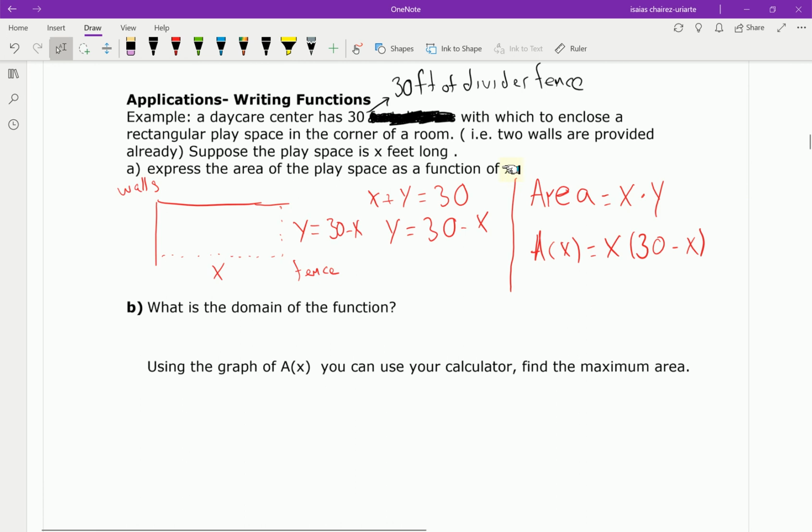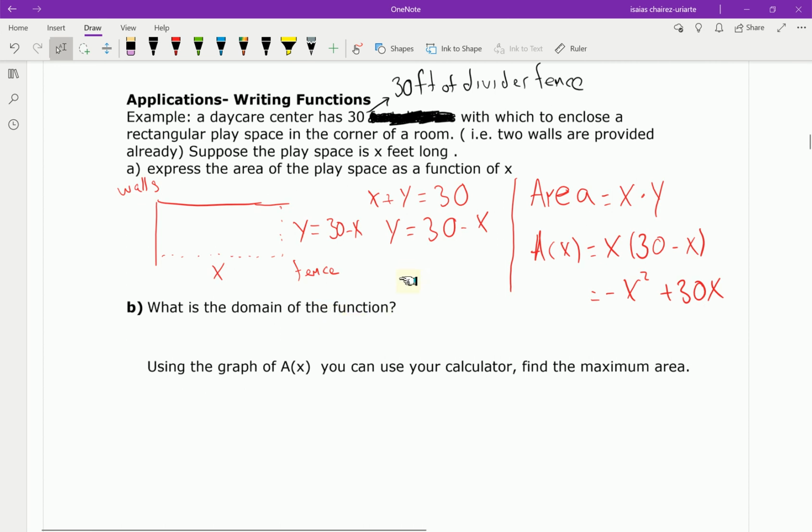And that is my function of area in terms of length. And if you want to distribute the x, this would look like negative x squared plus 30x. And if you think about this, this is the equation of a parabola that opens downward. What is the domain of this function?